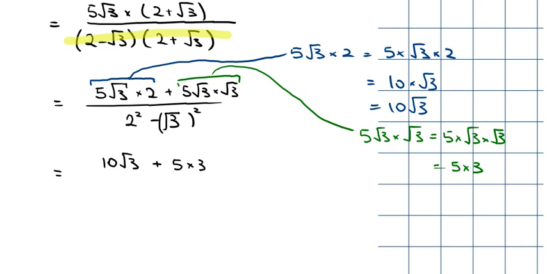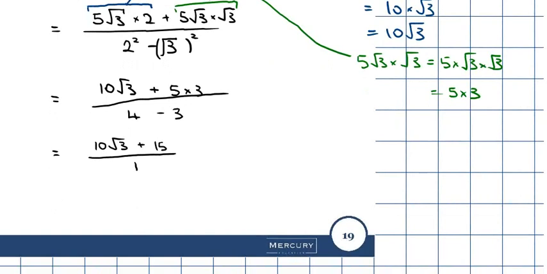On the bottom, what do we get? Well, 2 squared, that's 4, minus the square root of 3 squared, so that's just going to be minus 3. Let's keep going. 10 square root of 3 now, plus 5 times 3, so that's 15. 4 minus 3, that's 1. Anything divided by 1 is just going to be what it was before. So no changes there. That's just going to be 10 square root of 3 plus 15.